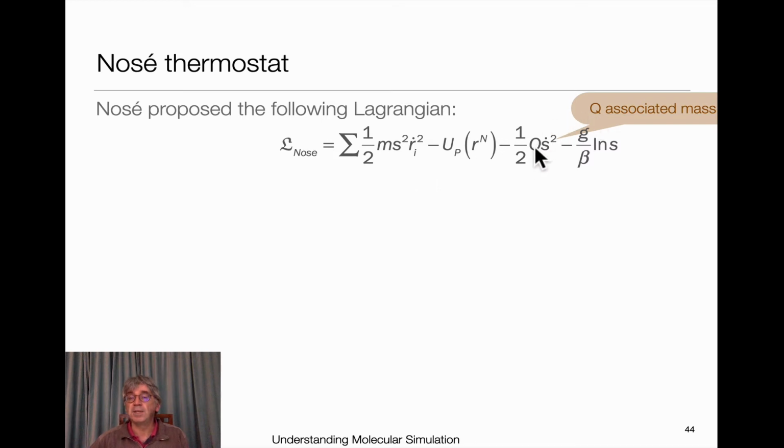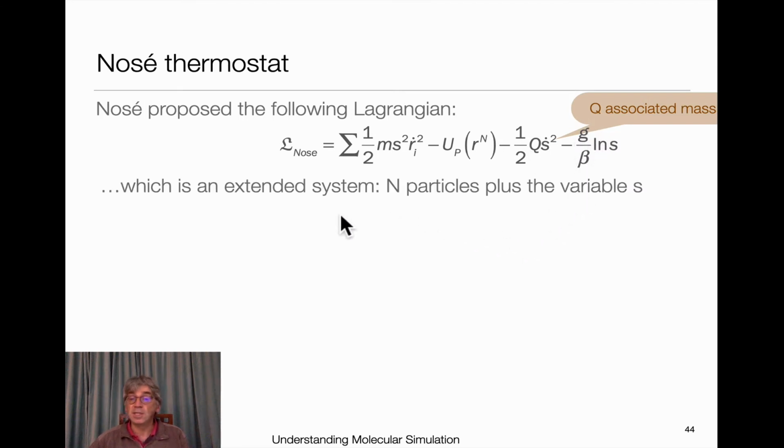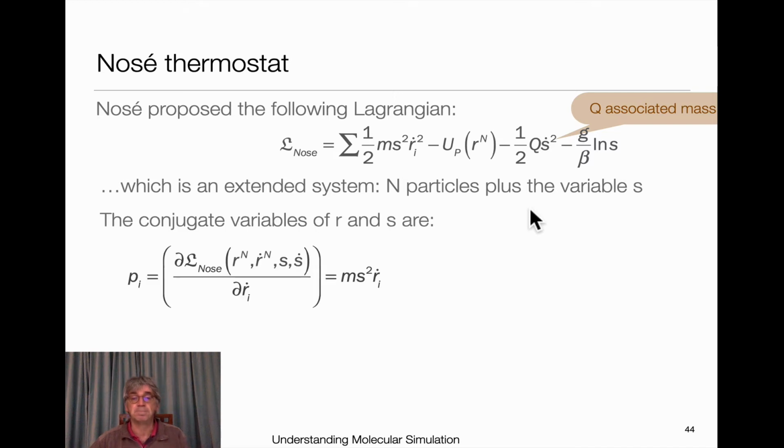Here, by analogy, we have the mass of the particles, and this is the mass that is associated with s. So this is this variable Q. It's a typical inertia with which the variable s varies. So we look at that here, and this vector g will become clear later on. So it's an extended system, N particles plus the variable s. That's why we call this an extended system.